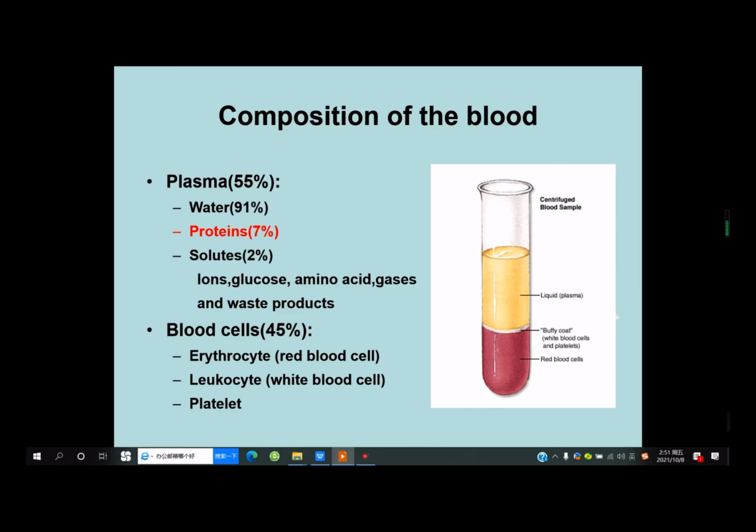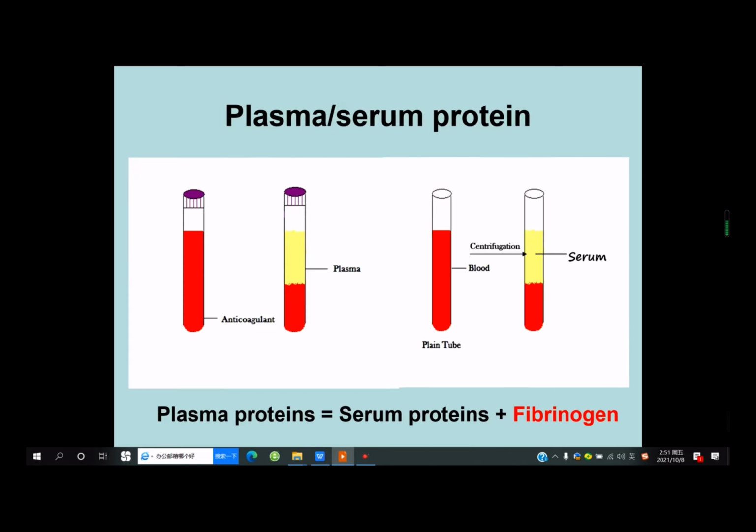The upper part is plasma. The middle part is WBC, white blood cells. The end part is red blood cells. So the composition of the blood is plasma and blood cells. 91% of plasma is water. Proteins only constitute 7%. Blood cells include RBC, WBC, and platelets.